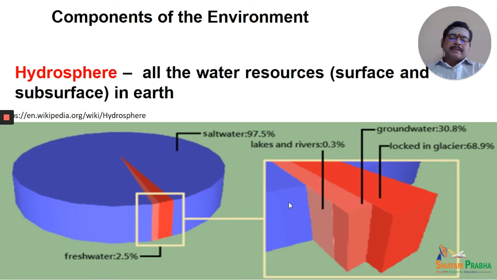Two-thirds of the Earth is covered by water, and our life is sustained on this Earth only because of water. Our life originated from water, and water is called the elixir of life, that is amrutam of life. Hydrosphere means water resources which are present on the earth, let it be surface or subsurface.